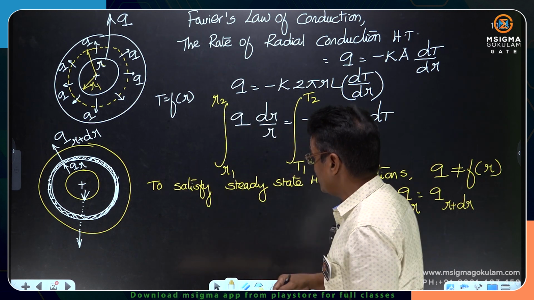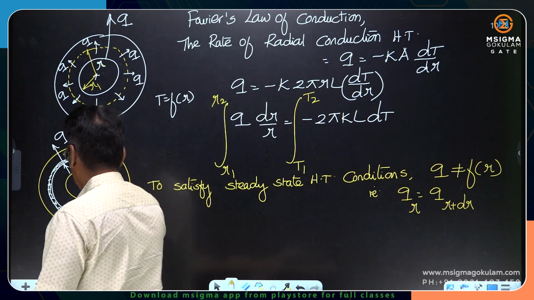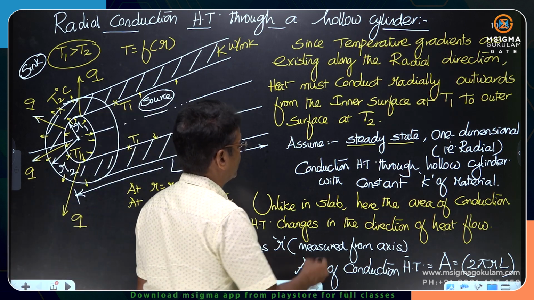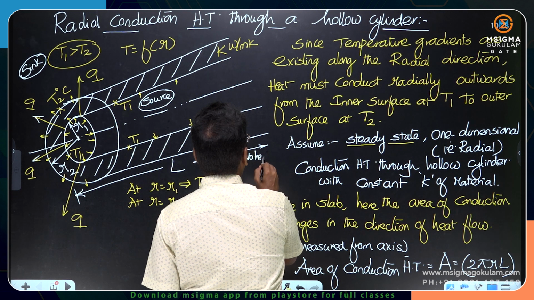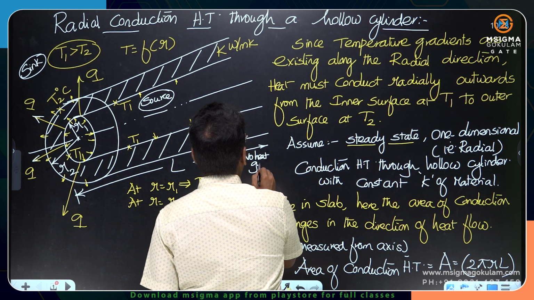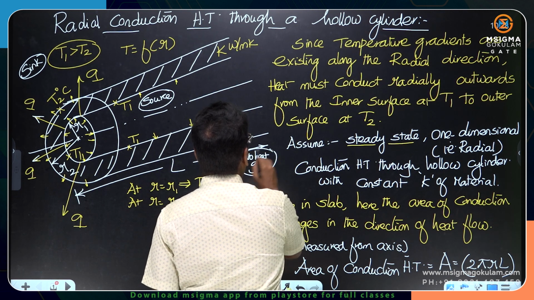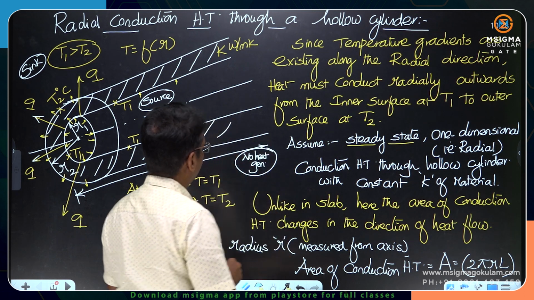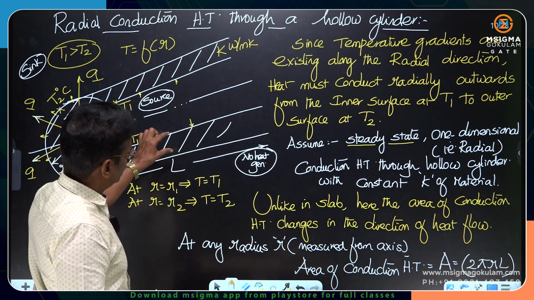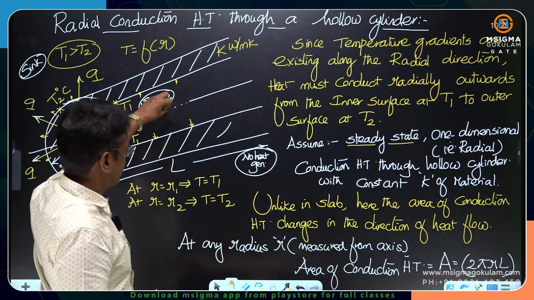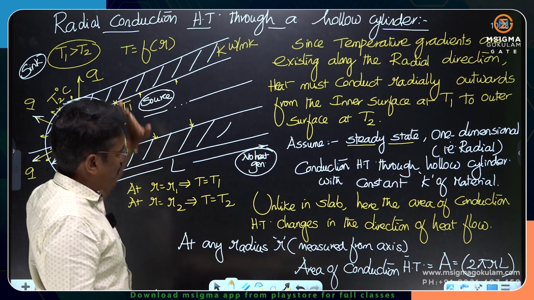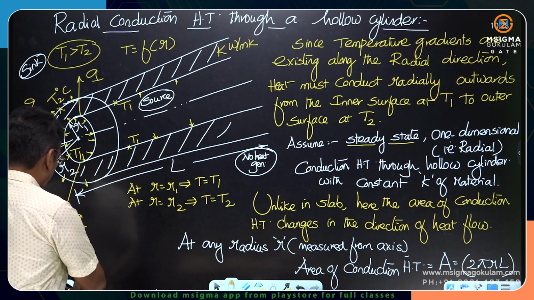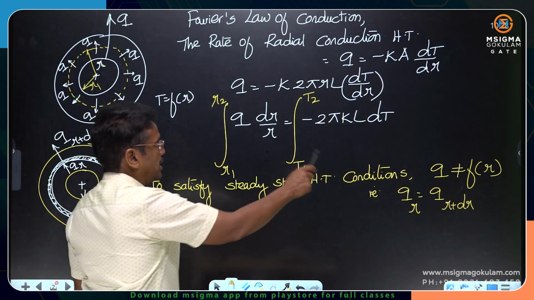And moreover, there is no heat generation. In the assumptions also you may write no heat generation anywhere in the cylinder. In the source there is heat generation, in the sink which is picking up the heat, but in this body there is no heat generation. So, Qr is Qr plus dr.